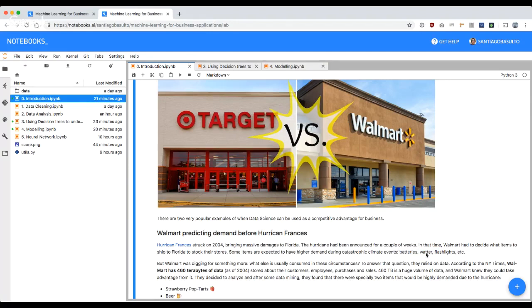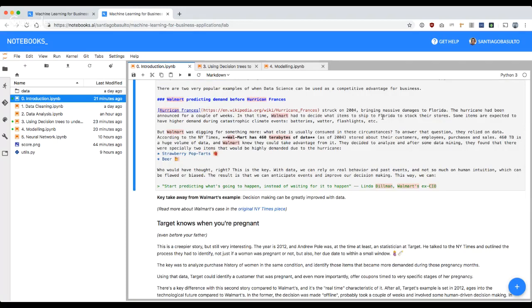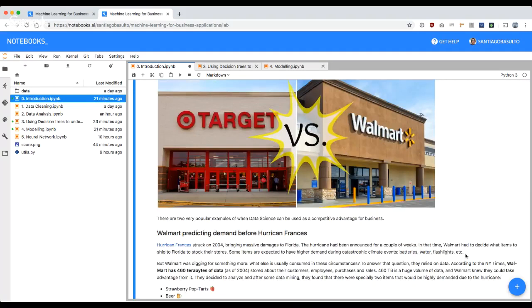flashlights, etc. By the way, this is all markdown. You can also modify it. I can even fix this right here. So water, flashlights, all those things that you could be needing if a big storm is about to strike, especially with power going out, etc.